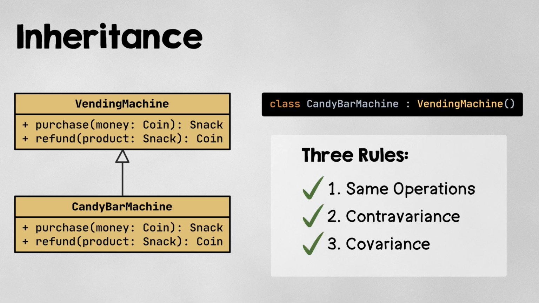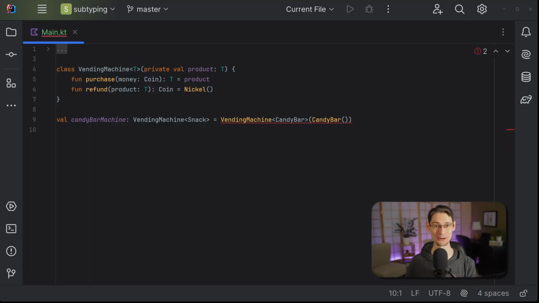Now, these same three rules apply when we're dealing with generics. And in fact, we use variance modifiers to ensure that we're following these rules. I'll show you what I mean. Let's start with the out modifier. Here's a generic version of our vending machine. As it is, a vending machine of candy bar would not be a subtype of vending machine of snack.